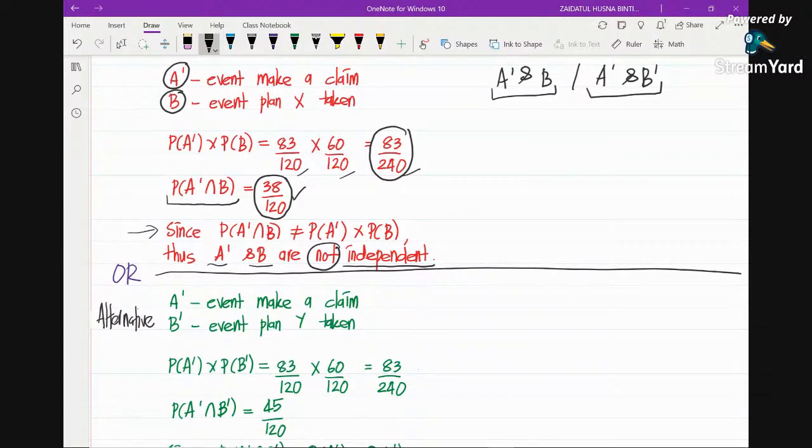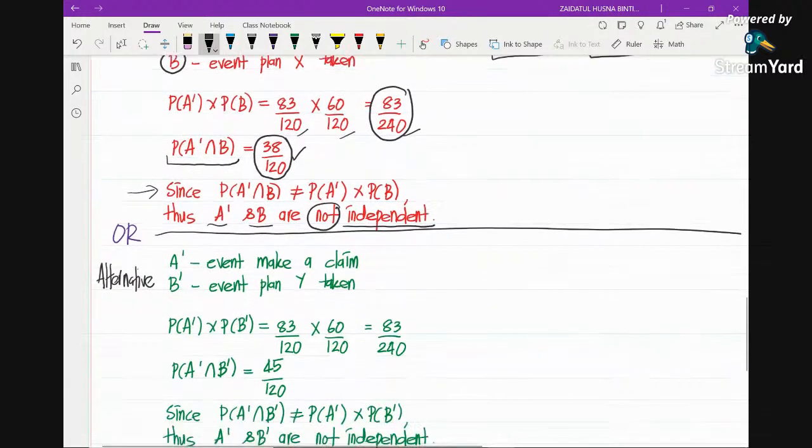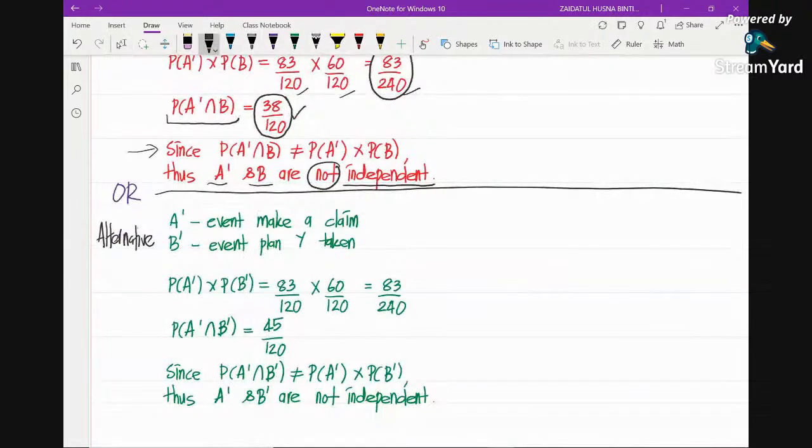Okay, so we will check also whether A prime and B prime are independent or not. First we multiply the probability of A prime and probability of B prime. So this is the value that we have. And then finding the intersection between A prime and B prime from the table gives us 45 over 120. If we compare the two values, they are not equal to each other. So we can also conclude that A prime and B prime are not independent. Okay, so that is how we solve this question.